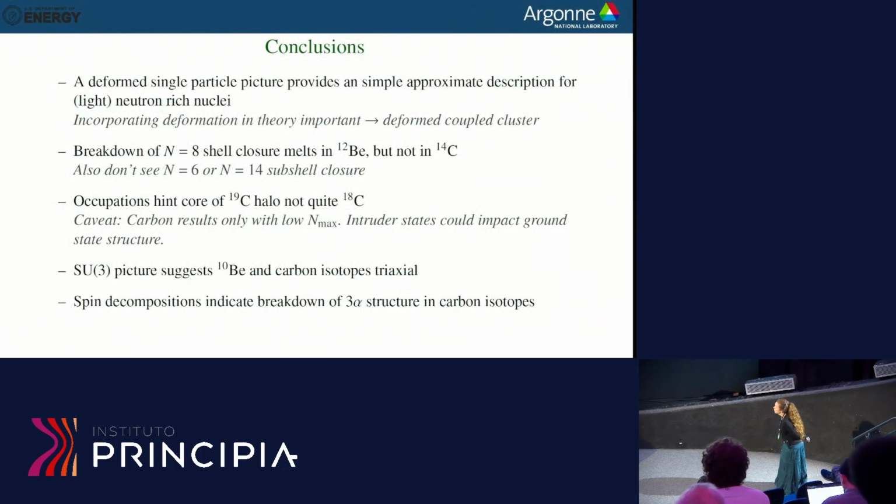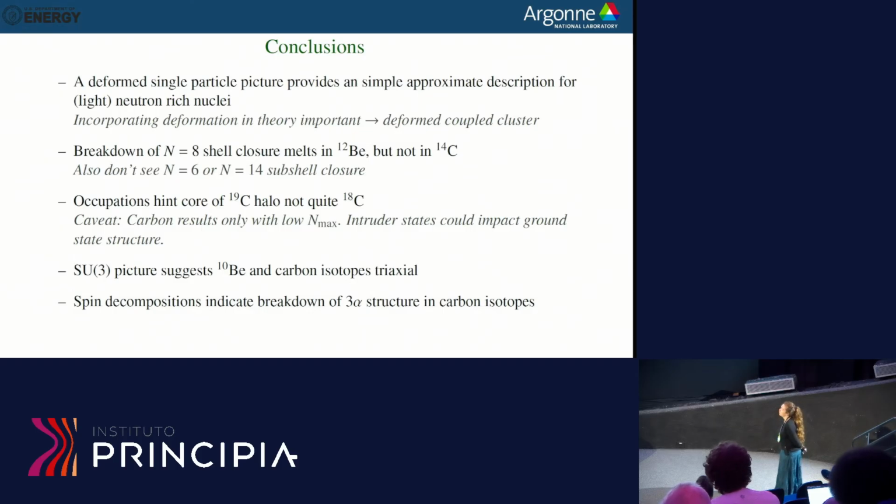Okay, just to summarize: the deformed single particle picture, the Nielsen model-like picture, provides a simple approximate description for the light neutron-rich nuclei. I say approximate because we saw some examples where it didn't quite work. When you have intruder states, particularly with mixing, things break down. If you've got a lot of triaxiality, you have to be a little cautious. But it highlights the importance of incorporating deformation into your theory, which we're going to hear about next, in a nice talk about deformed coupled cluster, which is basically taking this idea and implementing it into the coupled cluster model.